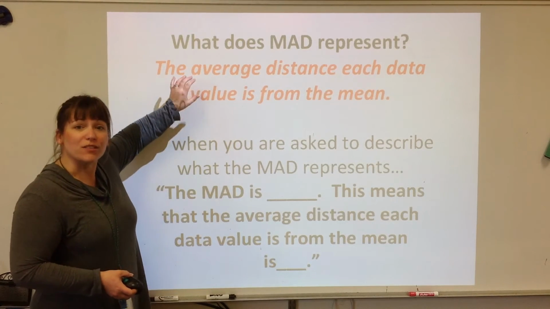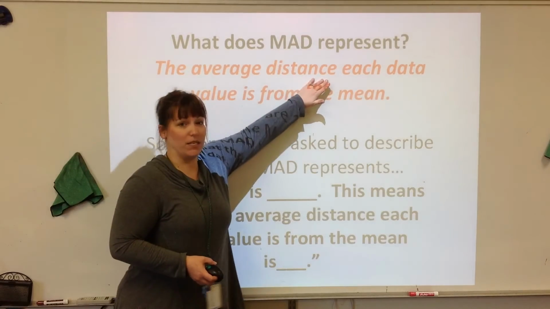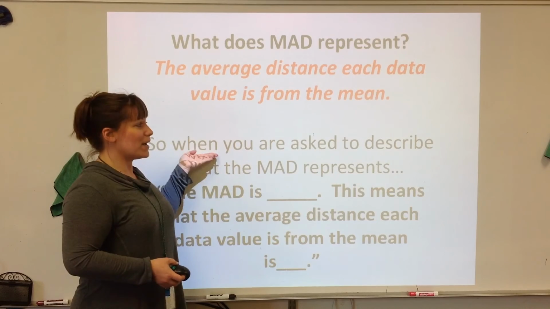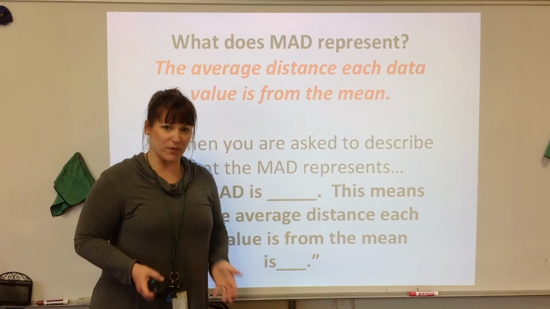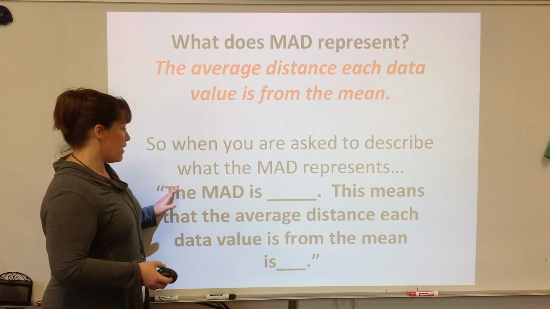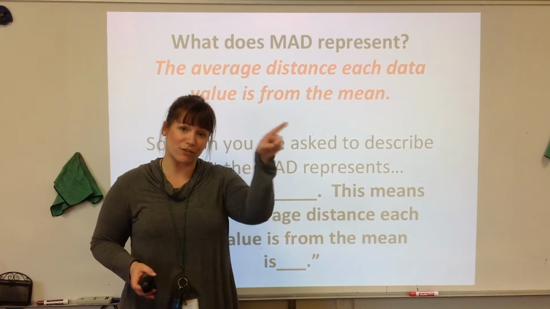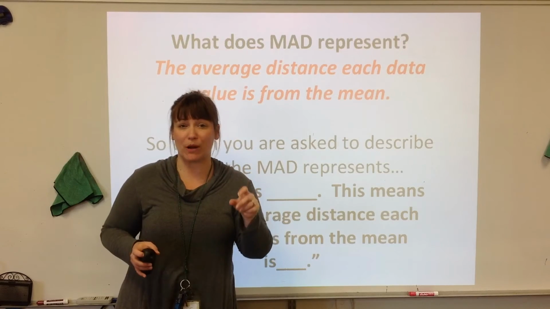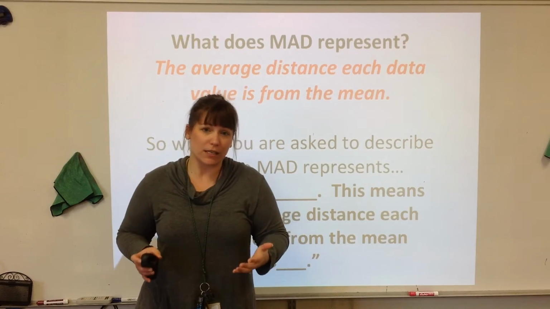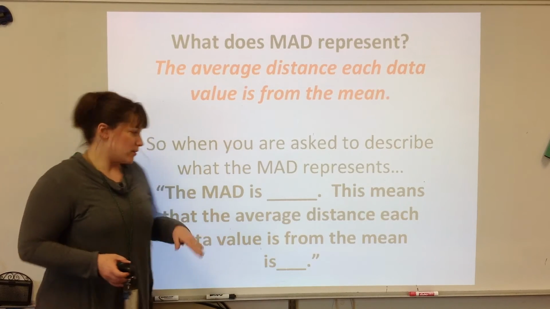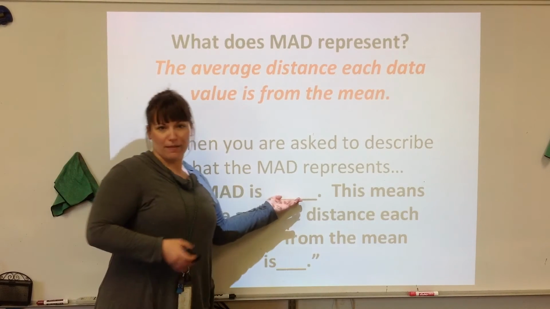The answer to that question is the MAD is the average distance each data value is from the mean. So when you are asked to describe what the MAD represents in a sentence, your note sheet has a boxed in answer. It's almost like a scripted response. This will work with any example, really. This is what you could say to answer that question. The MAD is, and then whatever it is.